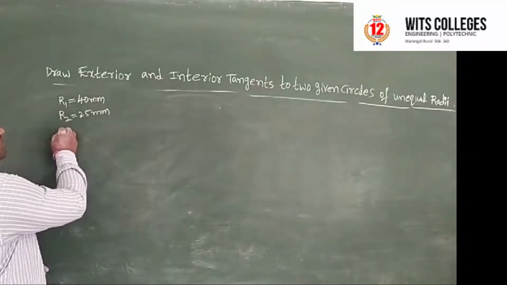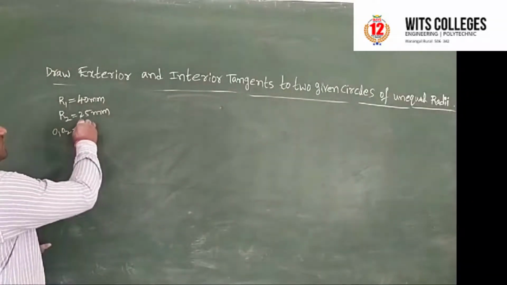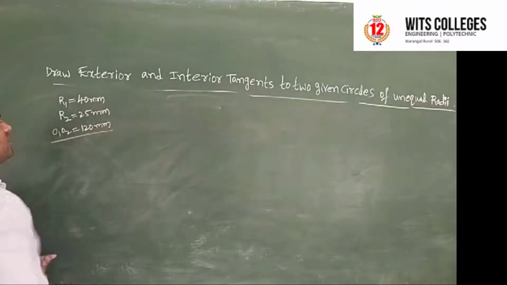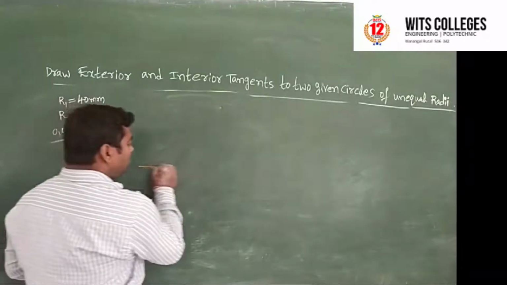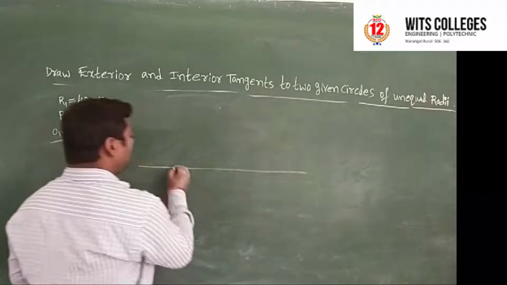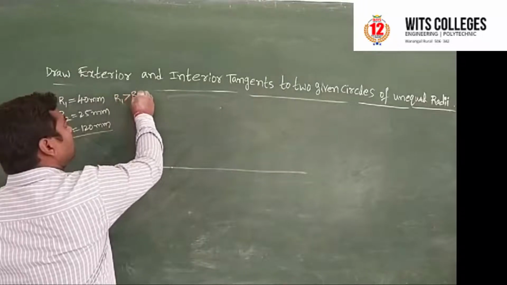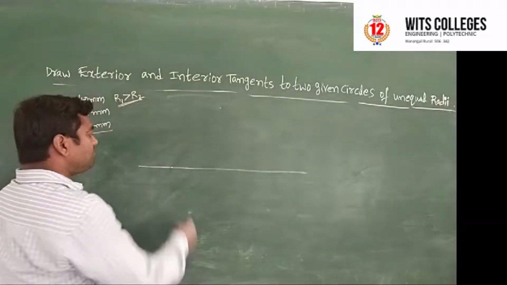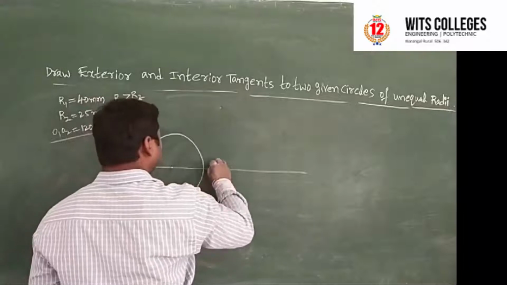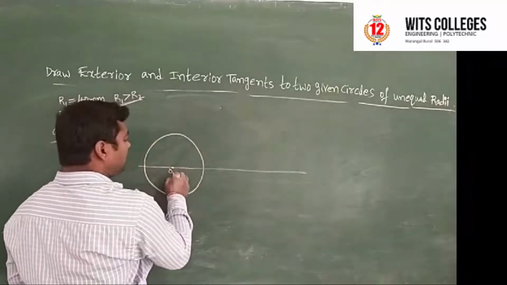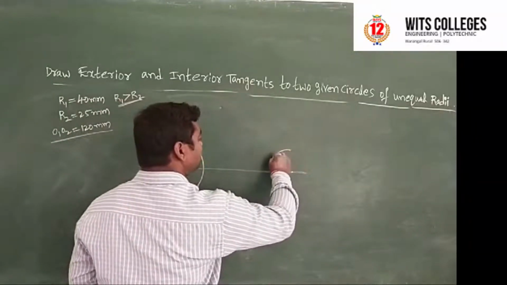So we have to draw a common tangent to these. Let us take the center to center distance as 120 mm. So I am taking this as an example. Okay, so now how to draw? On a common line I have to draw the first and second circle, where R1 is greater than R2. So first circle, this is the circle of 40 mm radius, draw it. Next from this center take 120 mm gap and draw another circle of radius 25 mm.